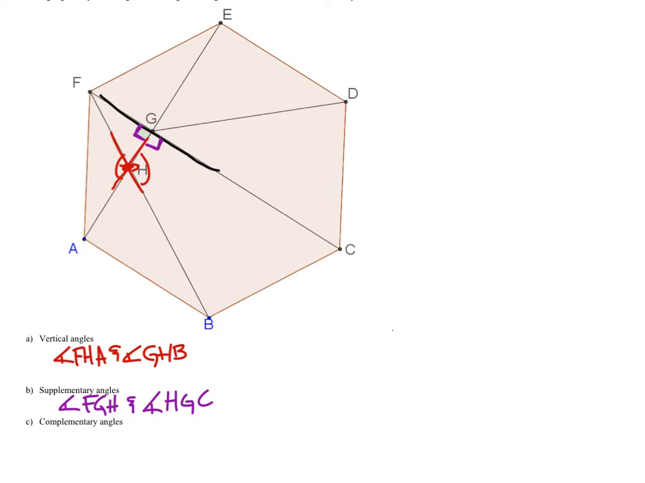Now finally, we've got complementary angles. Complementary means that the two angles, and it has to be two, not just one, need to add up to 90 degrees. Now we know that this angle EGC is 90 degrees because it's vertical with angle FGH. So we just have to identify the two angles that make up that angle. One of them is this one, EGD, and the other one is angle DGC, and bam, we've got a set of complementary angles on this specific figure.